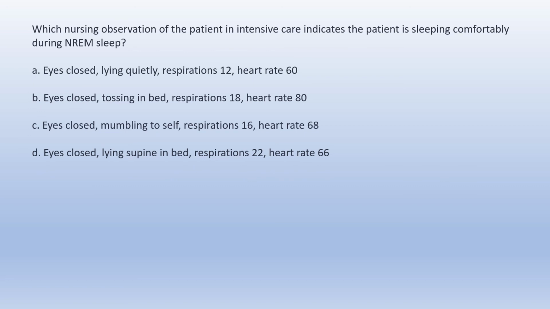Which nursing observation of the patient in intensive care indicates the patient is sleeping comfortably during REM sleep? A. Eyes closed, lying quietly, respirations 12, heart rate 60. B. Eyes closed, tossing in bed, respirations 18, heart rate 80. C. Eyes closed, mumbling to self, respirations 16, heart rate 68. D. Eyes closed, lying supine in bed, respirations 22, heart rate 66.